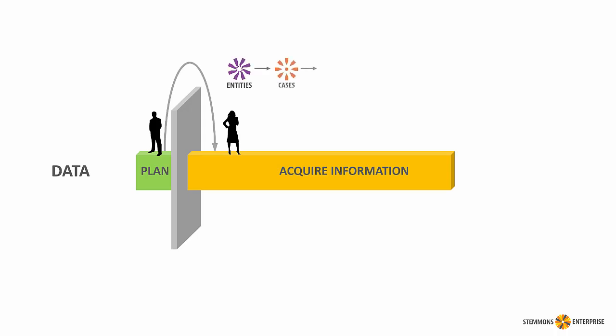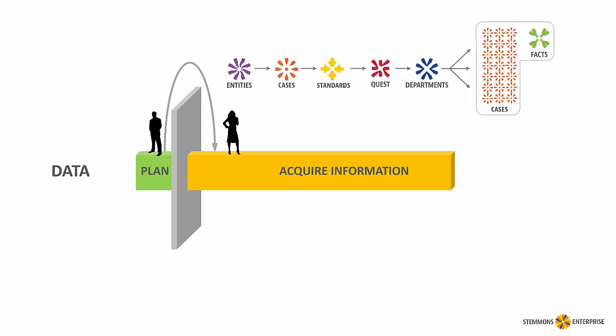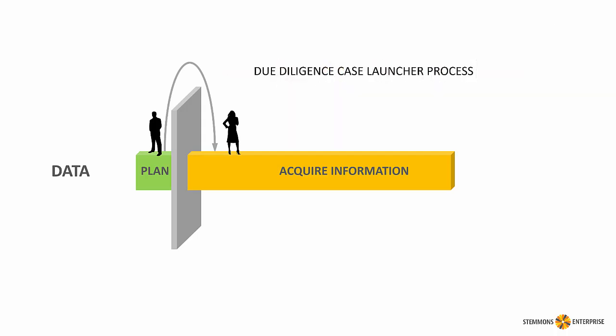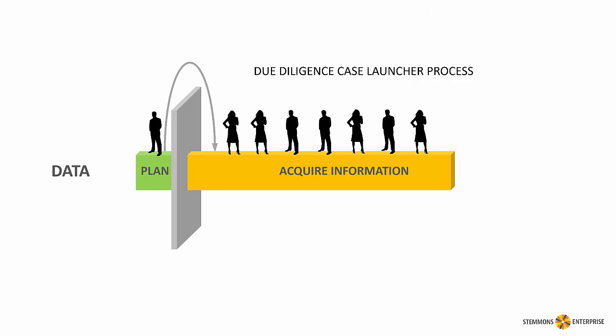We set up entities and cases and standards and a quest form, and we leverage departments to create a bunch of cases assigned to the right people and facts to report on all of this. Taken together, we can think of this as a due diligence case launcher process. This structured process allows us to easily add to the team that's going to be acquiring all that information. And if somebody leaves, we can replace them with somebody new very easily with minimal interruption.